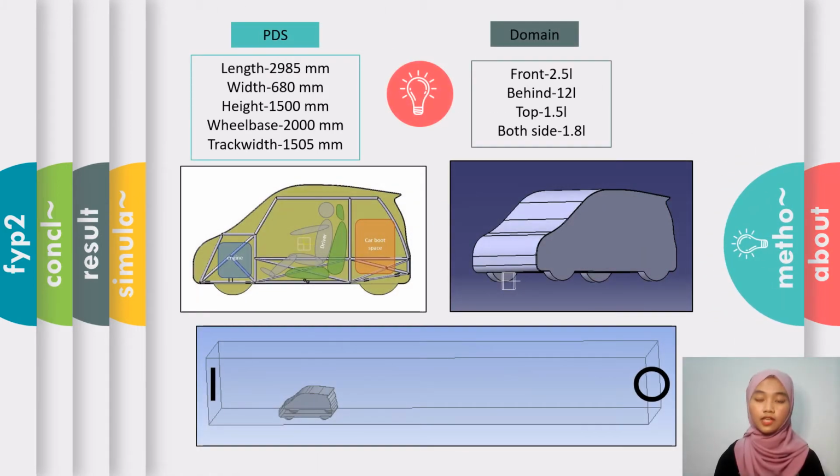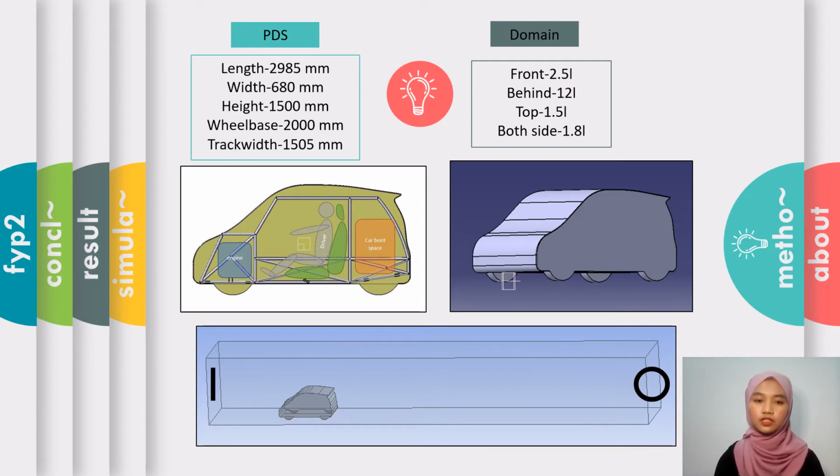There are several steps to conduct the CFD analysis of automotive. First, we need product design specification of the car. The dimension of the car is stated in the slide, which is length 2985, width 680, height 1500, wheelbase 2000 and the track width 1505. All the dimensions are in millimeters.